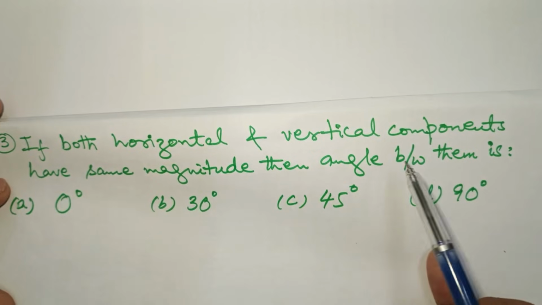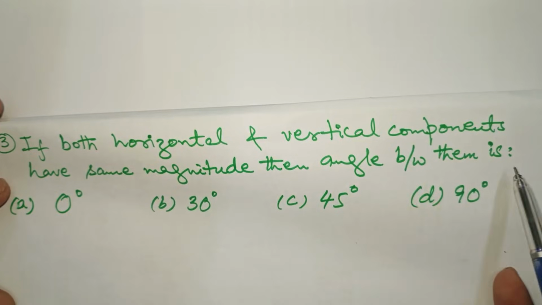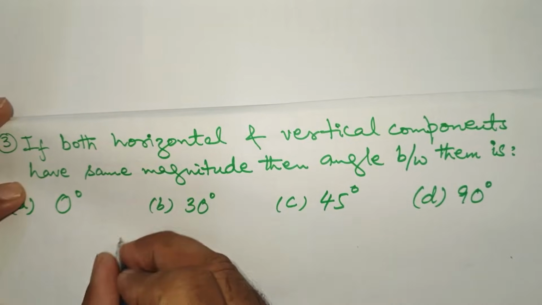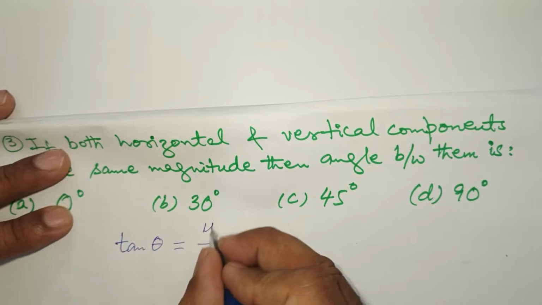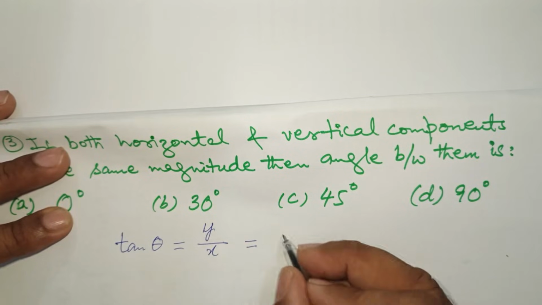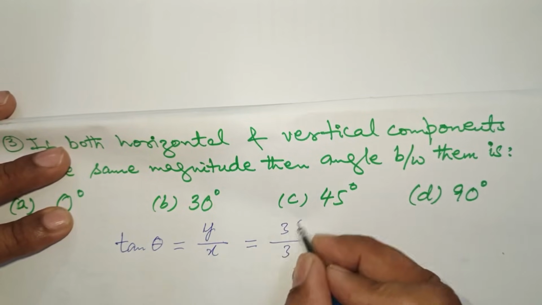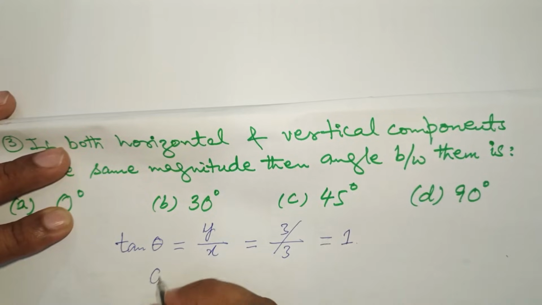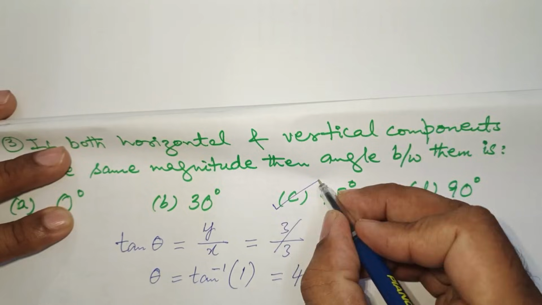If both horizontal and vertical components have same magnitude, then the angle between them is, in this case we are having tangent theta equals y over x. If the magnitudes are same, for example 3 and 3, this will become 1. So theta is equal to tangent inverse of 1, and this will be how much? 45 degree. So the correct option is C.